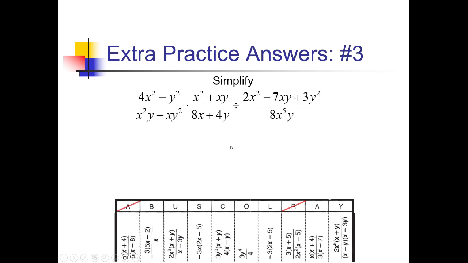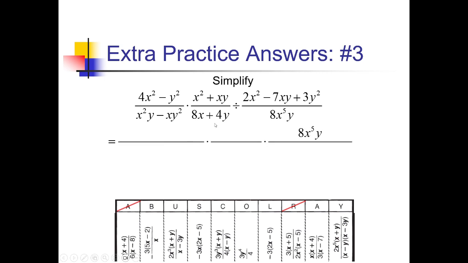All right, here's number 3. This one is a little bit of a beast. Again, I've got some division going on, so I'm going to turn that into multiplication. Now, when I do this, I'm not going to rewrite this whole thing and just flip this thing without doing any changes, because I'm going to run out of space. So we're going to understand that I'm flipping this last fraction, but we're not going to see all of it until I've actually factored stuff out. So I'm going to flip and factor at the same time.